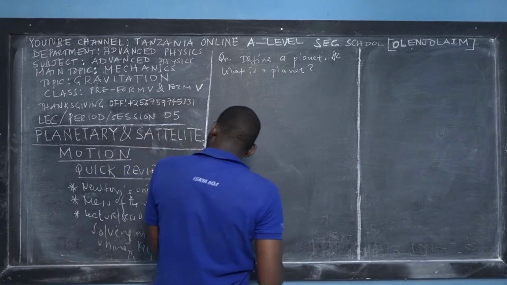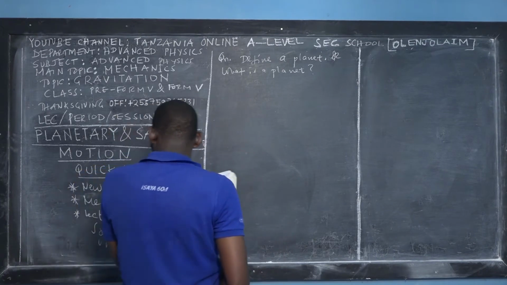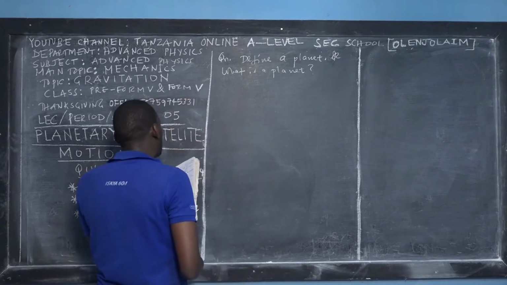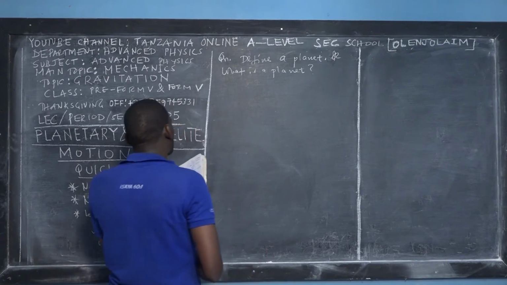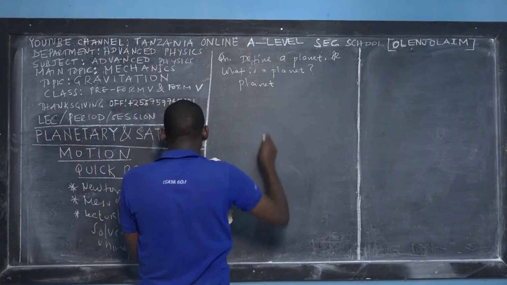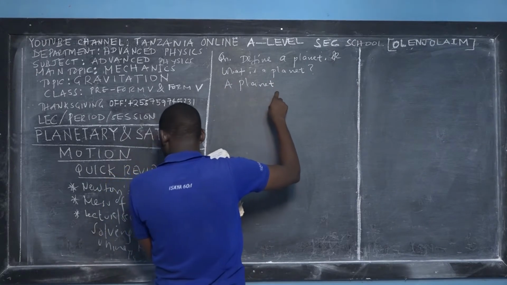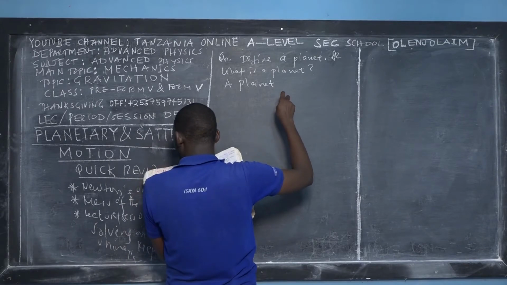There are various definitions of the planet, which all explain planets from different perspectives. But let me share with you a few of them that I found. A planet is a large object.